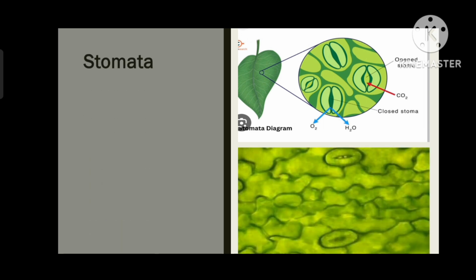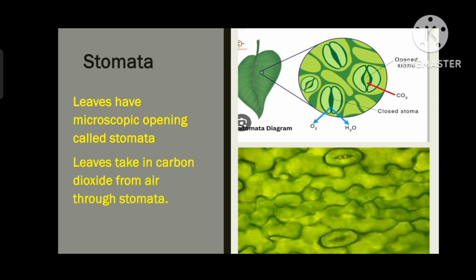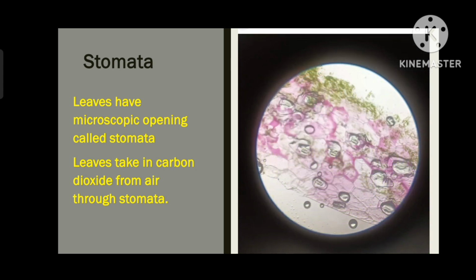Plants have stomata in their leaves. Leaves have microscopic openings called stomata. Leaves take in carbon dioxide from the air through stomata. This is the picture of stomata in a microscope.